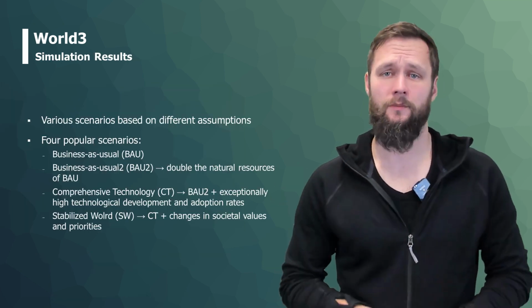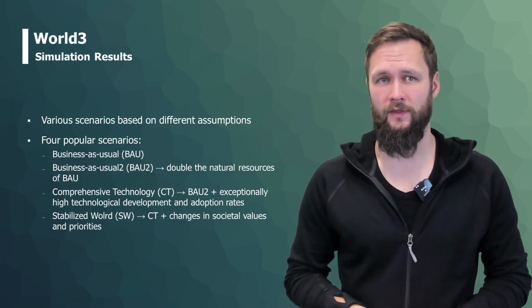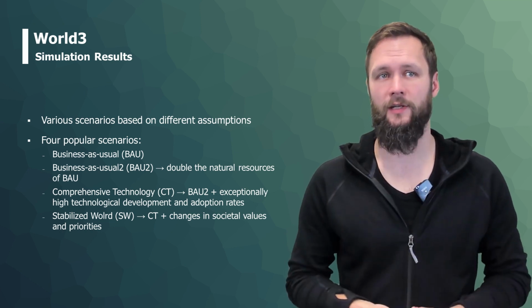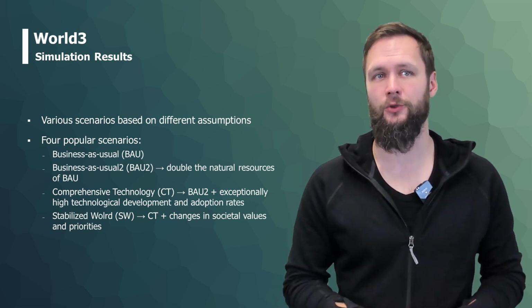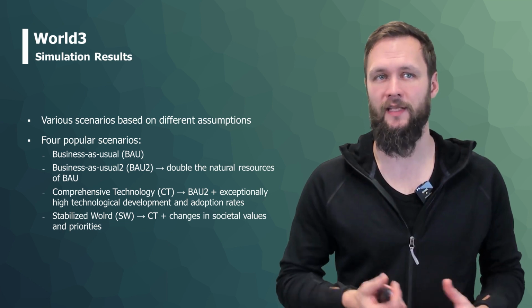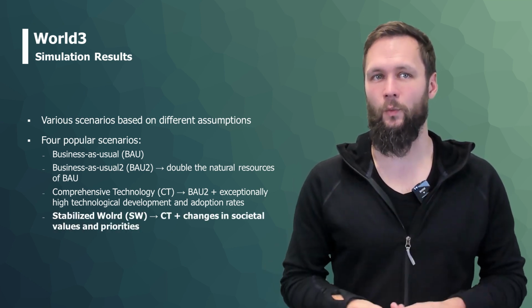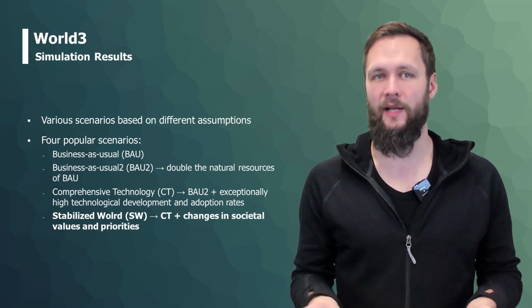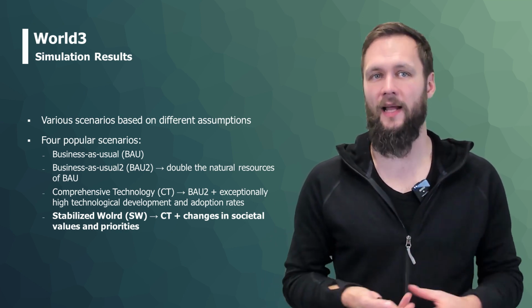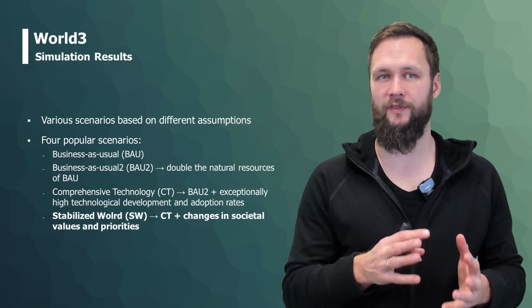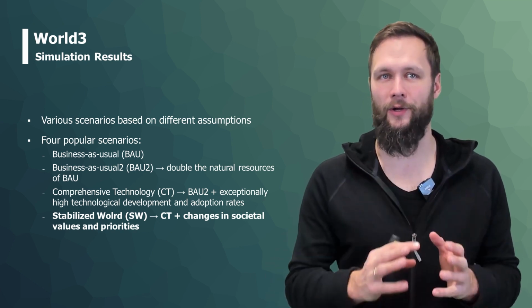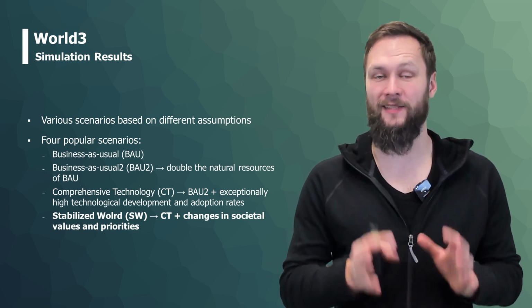So in summary, if we look at the 4 scenarios, the most popular scenarios, business as usual 2, comprehensive technology, and stabilized world, we obviously would like to achieve a stabilized world scenario, but it is also a very unlikely scenario because all those assumptions require a lot of willpower from us as a society.